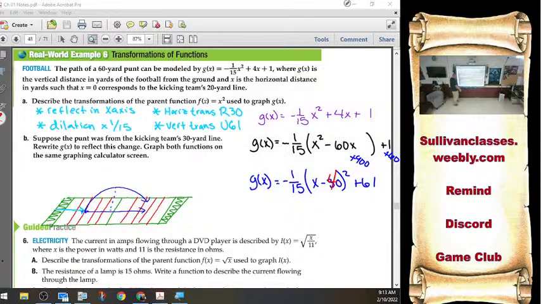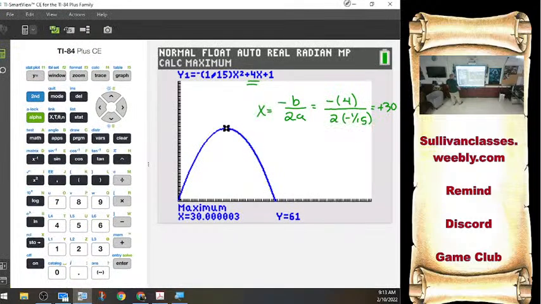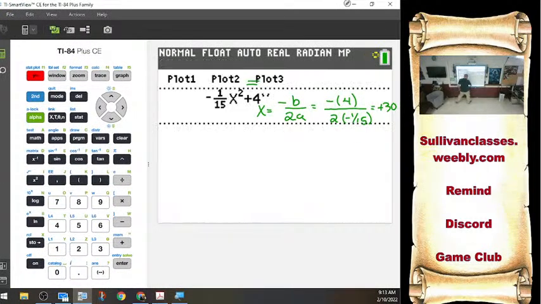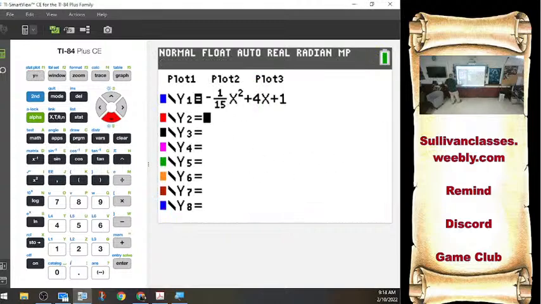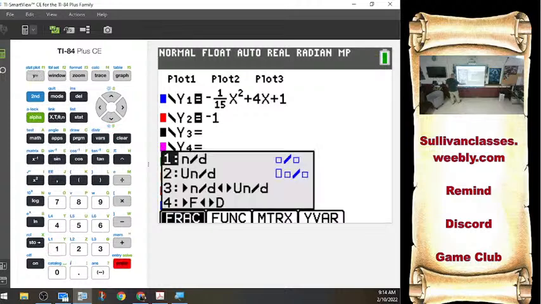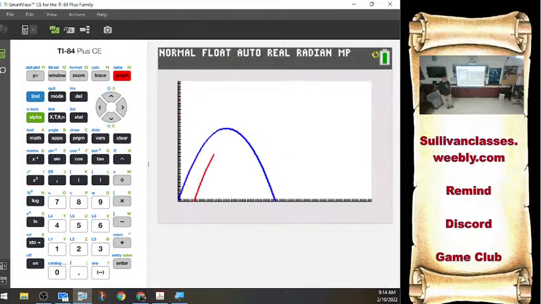Graph both functions on the calculator screen. So again, I've got this. Okay, round 2 could be negative 1/15, 15th, not 5th, (x minus 40), the quantity squared, plus 61. Graph of phi, 10 yards downfield. Okay.